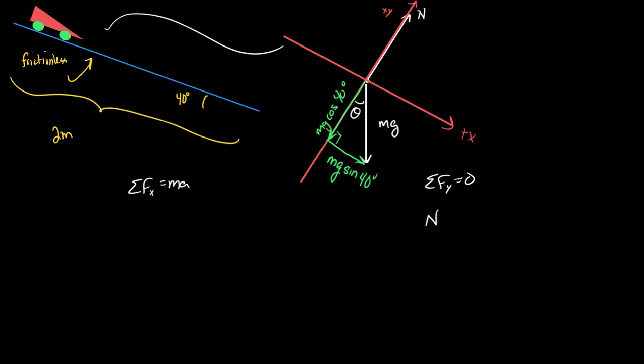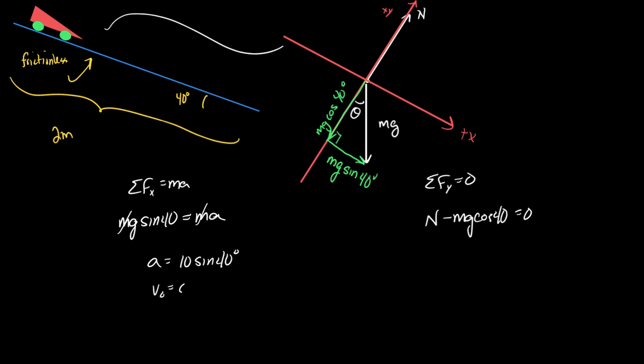That way this makes N minus mg cosine 40 equal to 0. And this one is just mg sine 40. That's the only thing that's acting in the x direction. They didn't give us the mass of the car, but you don't need it. It cancels out. So the acceleration is 10 times the sine of 40 degrees. Any question about where that came from?